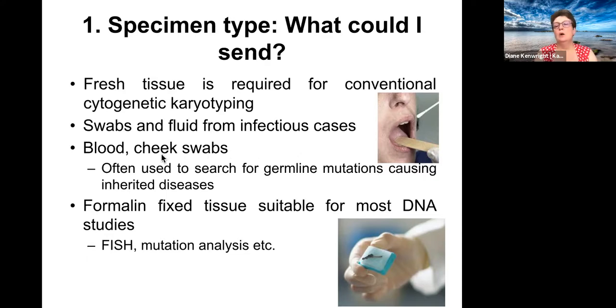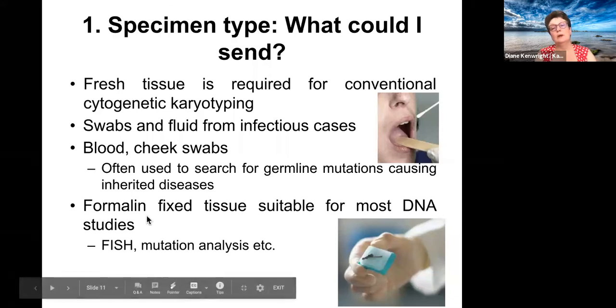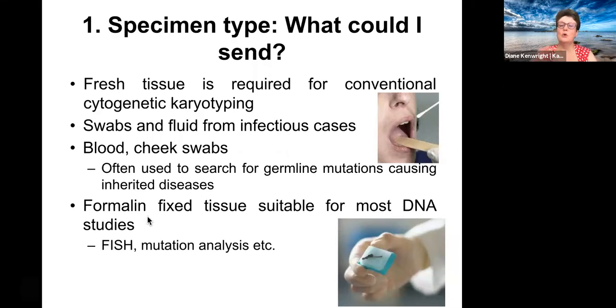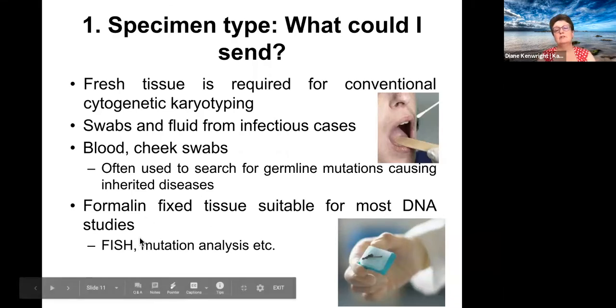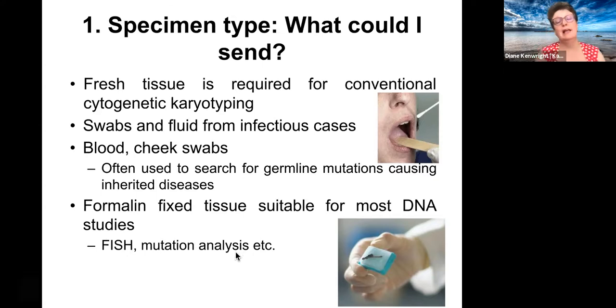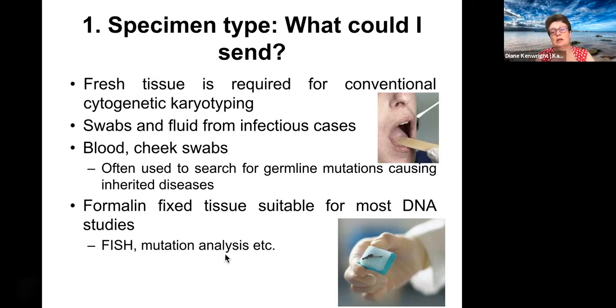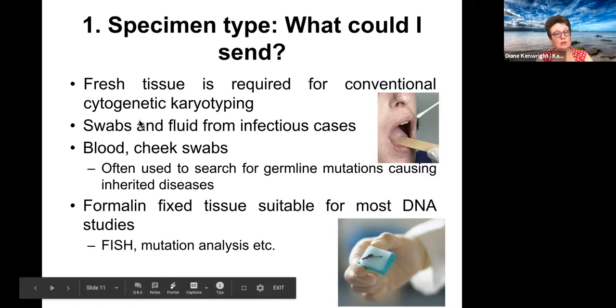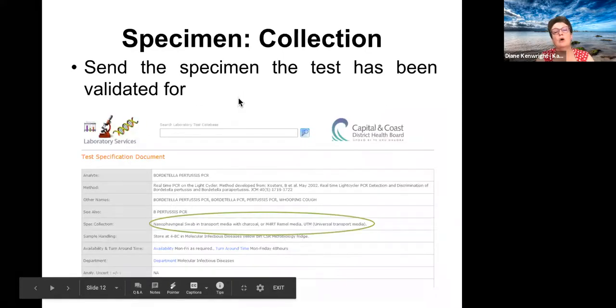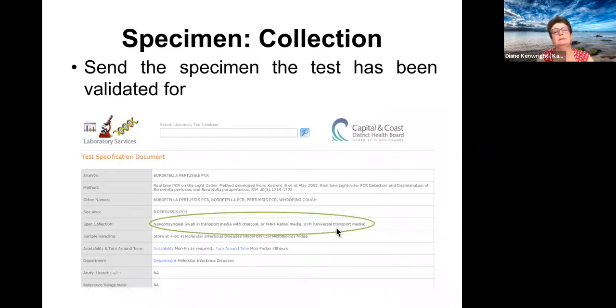And usually, when we're looking for mutations, we send blood or cheek swabs. We can use formalin-fixed tissue for most DNA studies, such as FISH and mutation analysis, but it's not as sensitive as the fresh tissue. So remember we talked about sensitivity and specificity. Sometimes we can attempt to do gene testing, but unless the test is really robust, we might not find it. So if in doubt, you're going to go and look up what specimen to send.